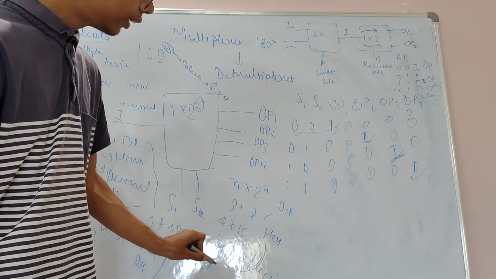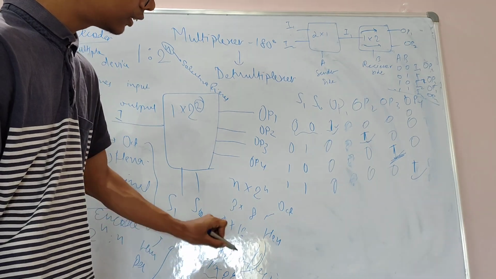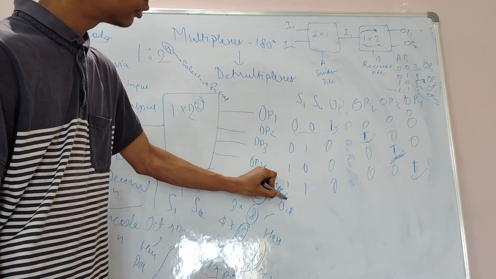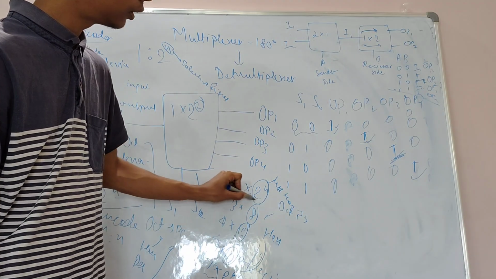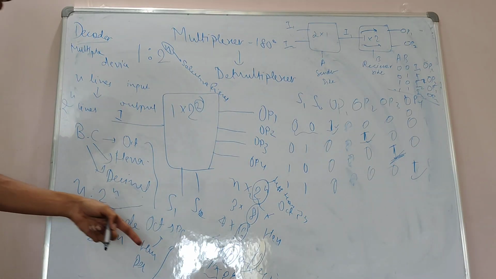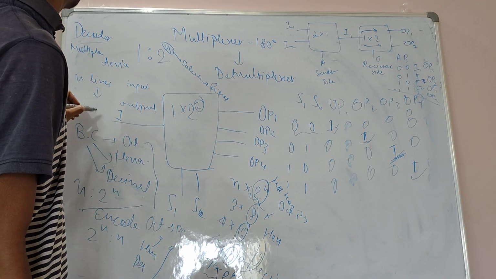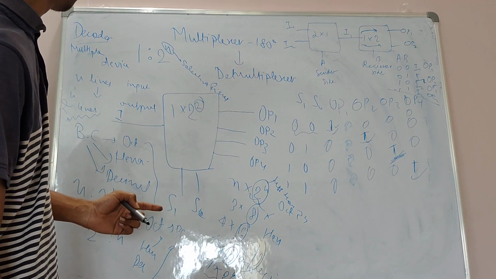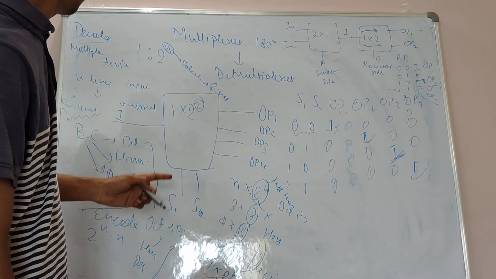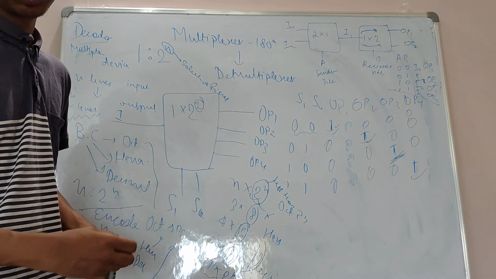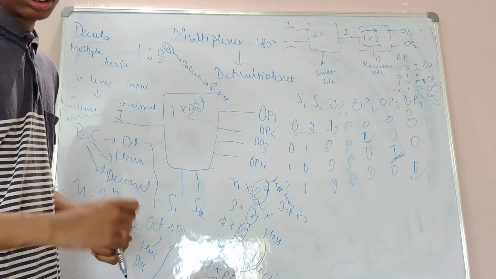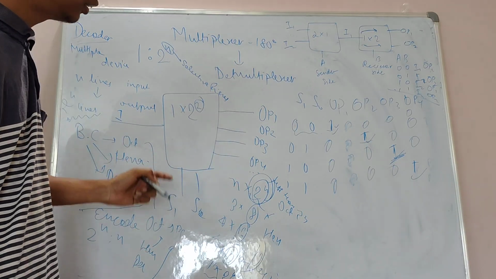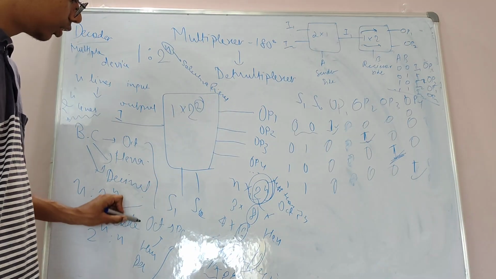So 10 is less than 2 to the power 4, which means the number can be less than 2 to the power n, right? This applies to the number of outputs in case of a decoder, and the number of inputs in case of an encoder, right?